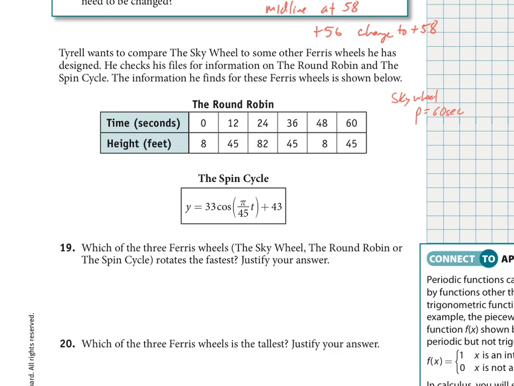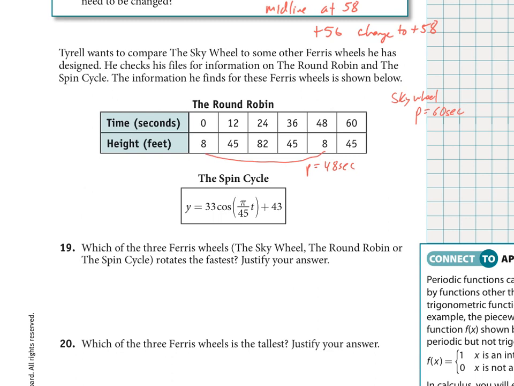Looking at the table here, starting at 8 and getting back to 8, that's going to be my period there. Not for the 45. The 45 is going to wind up being my midline. So I'm really looking at minimum to minimum. So 12 to 60 would be a full cycle there, 0 to 48. This tells me my period is 48 seconds for the round robin.